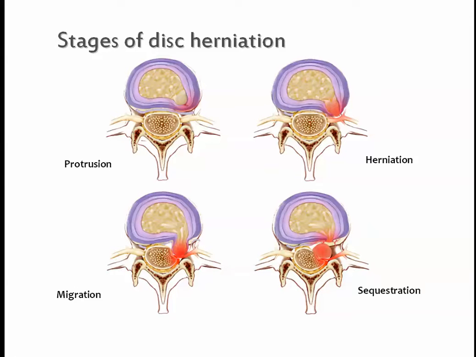Okay. And we have agreed that for disc herniation to occur, there should be a full thickness tear of the annulus. If the annulus is partially torn, the outer fibers are still intact, and you call this disc protrusion. Then after herniation, the disc can migrate either downward or upward. And after migration, the apex of the disc may be separated from the original disc, and you get what's known as sequestration.